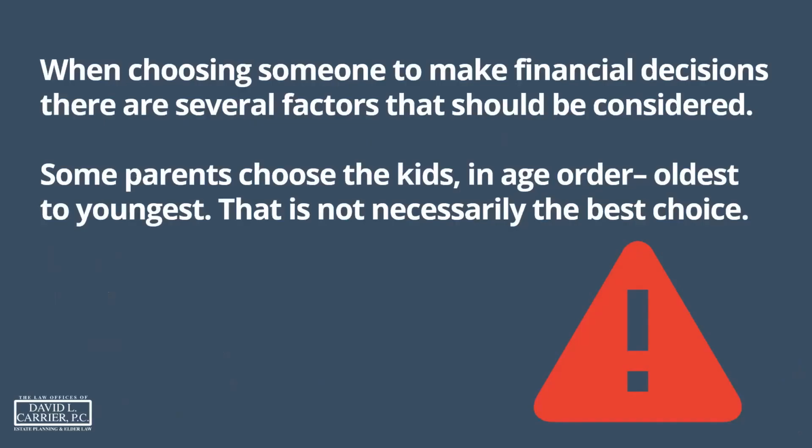Some people, as Chris kind of mentioned at the beginning of the topic here today, some people choose their kids in age order. That's not necessarily the best choice. Just because a person's the oldest doesn't mean they're the wisest, doesn't mean they're going to follow your wishes. So think about other factors that would come into play besides age order when you start naming agents on your list. Doesn't have to be your children, but most of the time, if you have kids, that's usually the first people that the parents pick. And it kind of depends on the age of the kids as well.